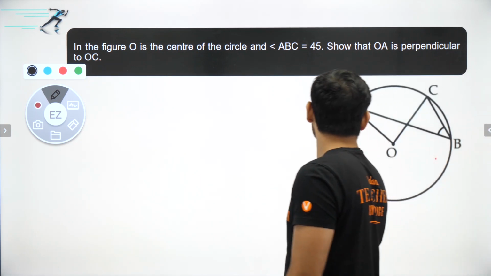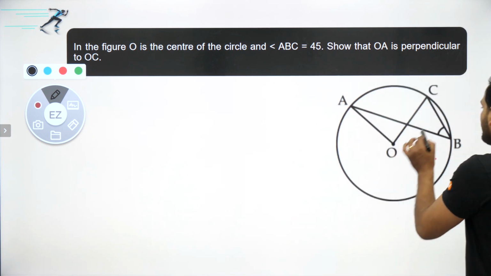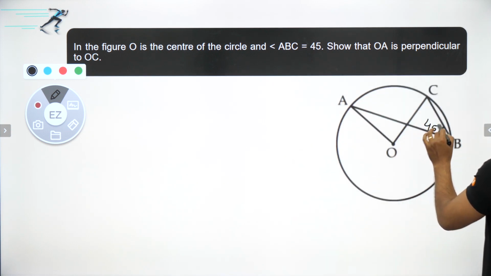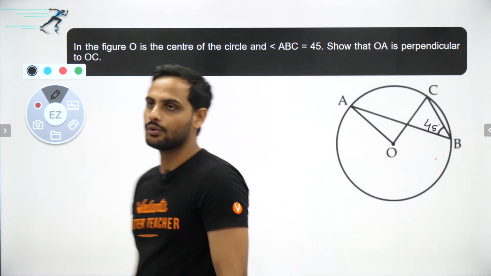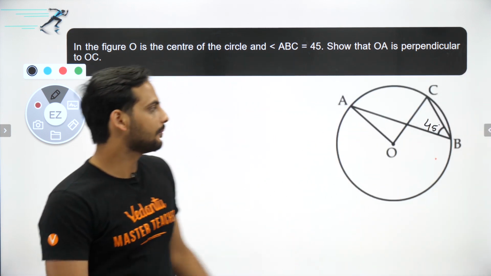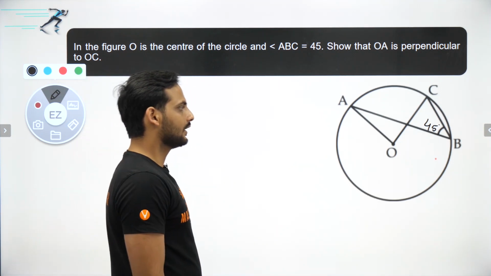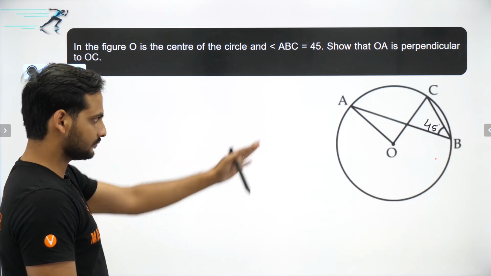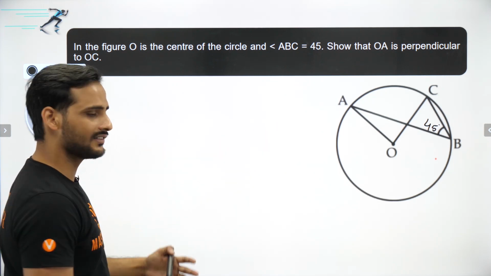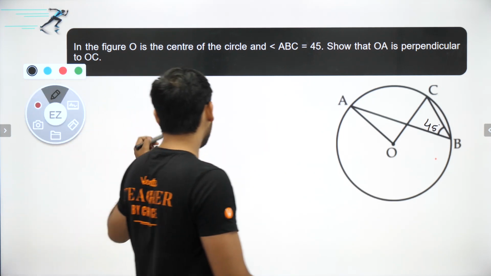Okay, and angle ABC, this angle is 45 degrees. Show that OA is perpendicular to OC. So here one important thing you have to remember, bachcho, they have given you that your angle ABC is 45 degrees. So it's a direct theorem. Okay, what is the theorem?